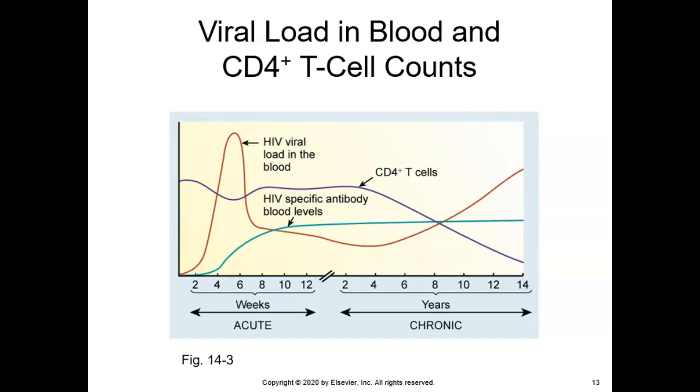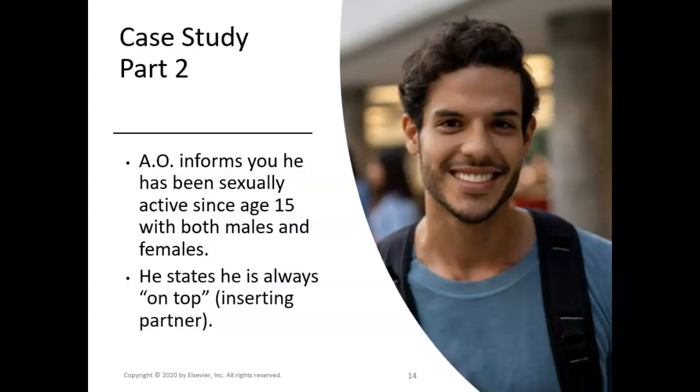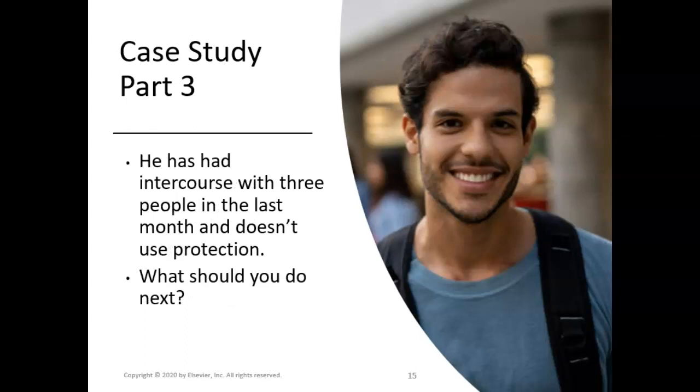All right, let's go back to our student here. He informs you that he's been sexually active since he was 15 with both males and females, and he states that he's always the on top or the inserting partner. So based on what we know already, what do you think about his risk factors for HIV? He's had intercourse with 3 people in the last month, because we asked him about that, and he doesn't use protection. So what should you do next?